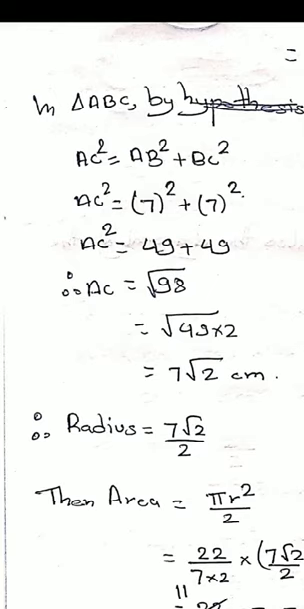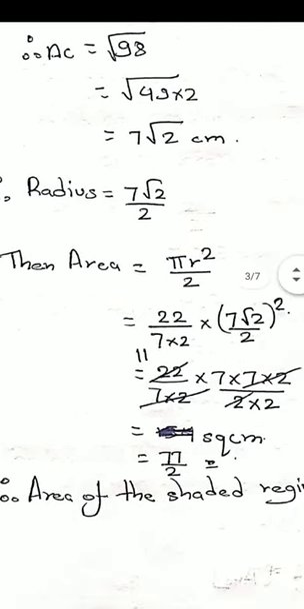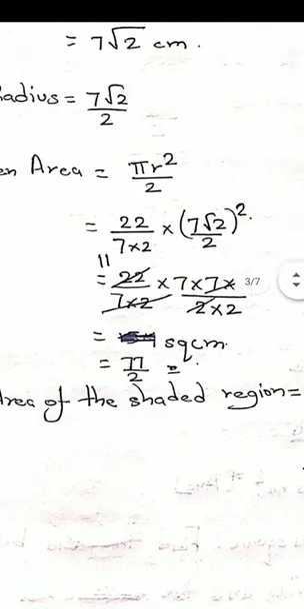I'm just trying to find the value of AC. AC will give me 7 under root 2 centimeter. This will also be the diameter of the semicircle. So the radius will be diameter divided by 2, that is 7 under root 2 divided by 2. Then area equals pi r square by 2, I'm just putting the value. So finally you will get 77 by 2.